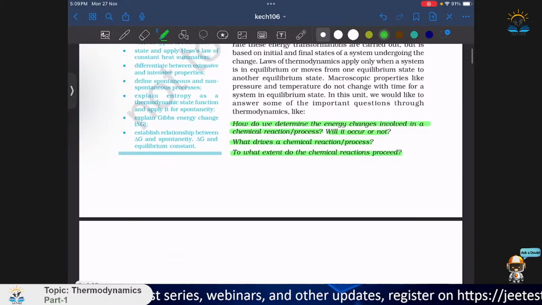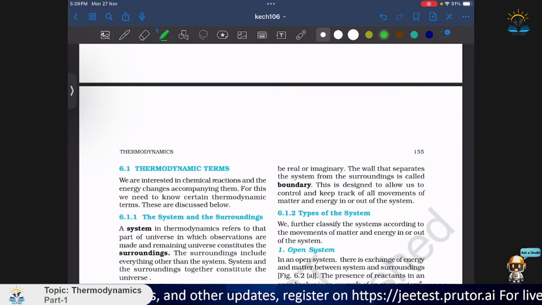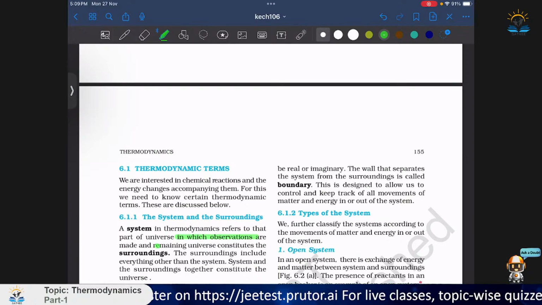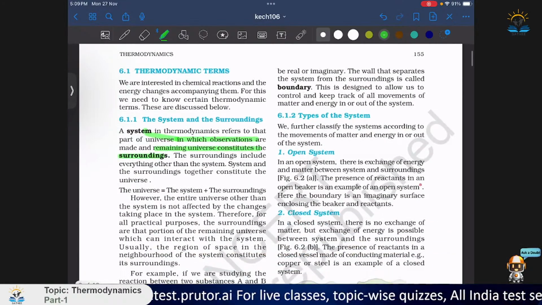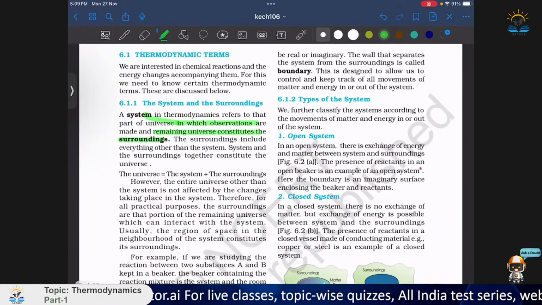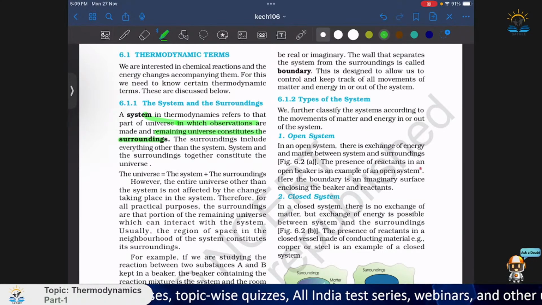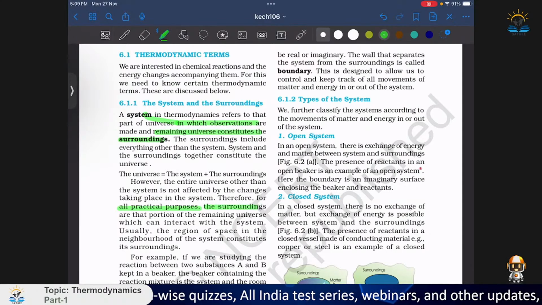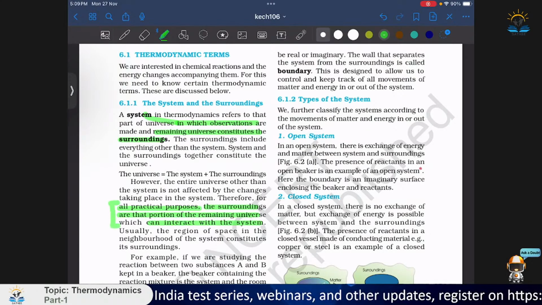Let's move on. We will now see the thermodynamic terms. Firstly, system and surroundings. Okay, system is that part of universe in which observations are being made, okay, and remaining universe is the surrounding, okay. This is the definition. The universe is equal to system plus surroundings. Entire universe other than the system is not affected by the changes taking place in the system. Therefore, for all practical purposes, the surroundings is that portion of universe which can interact with the system.